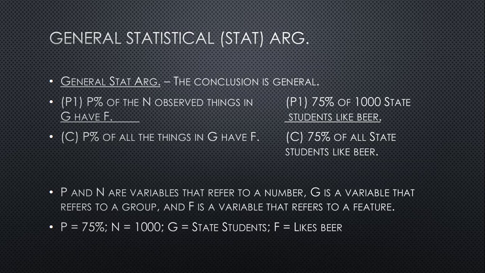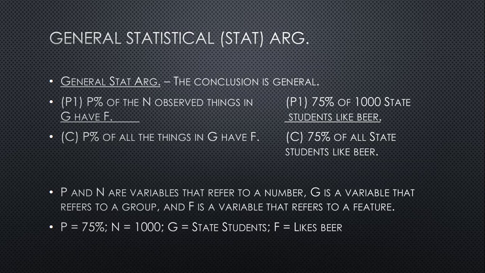So the first premise, looking at the first column here, can be something like this: P% of the n observed things in G have F. Therefore, conclusion, P% of all the things in G have F. Here, P and n are variables that refer to a number. So the first percentage, a certain percentage of the n observed, is itself a number of things that I perhaps tested or surveyed.